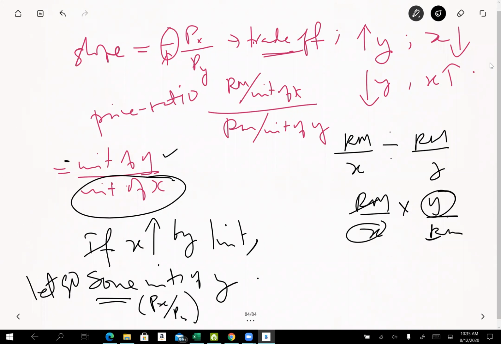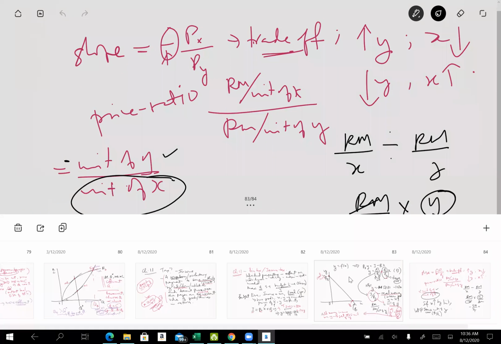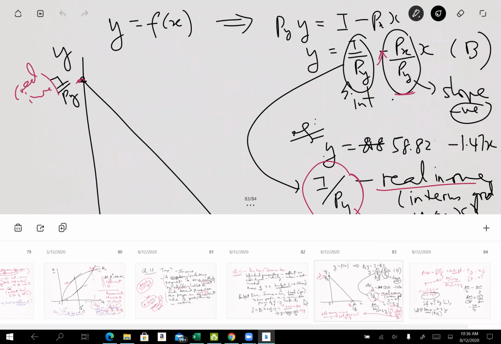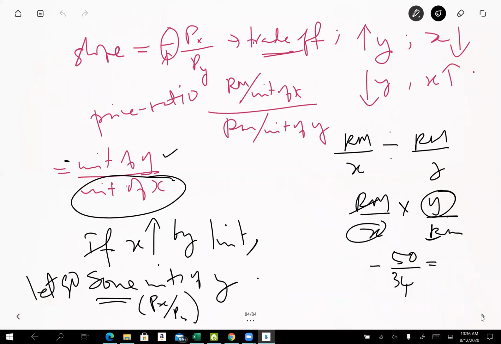Okay, so let's go back to the example. What is the price ratio that we have? You have negative, price of X is 50, right? Price of Y is 34. So what do we get? 50 over 34. Negative 50 over 34. So negative 1 point what? 1.47. 1.47.